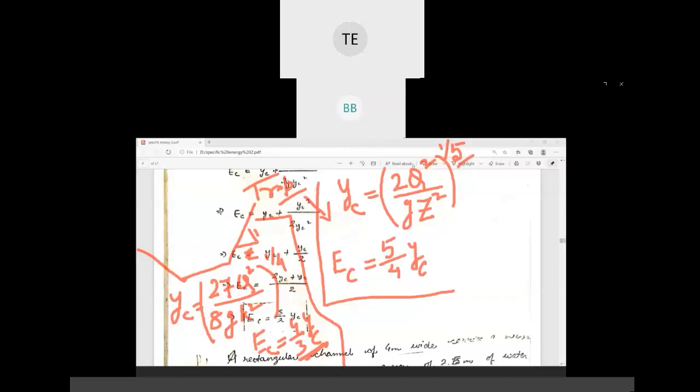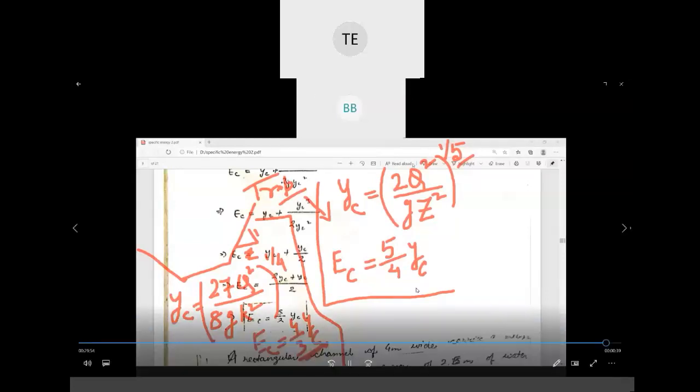So we are going to end this meeting here, and after 5 minutes we are going to join again, and then we are going to solve numericals related to your specific energy.